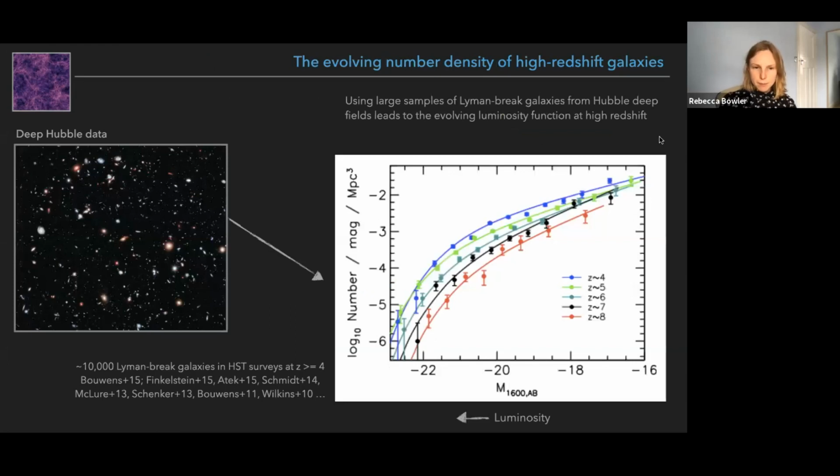Okay, so once we've assembled these samples of Lyman-break galaxies using the different filters that we have, the next thing to do is to measure the number density of sources. This is like one of the most fundamental measurements we can make of galaxies. And this is encapsulated in the luminosity function, an example of which is shown here, where this is the number density on the y-axis per unit magnitude, so per unit luminosity that is, and per unit volume in the universe. So what this shows is that, this is the absolute UV magnitude here. What this shows is that there are many more faint galaxies than there are bright galaxies.